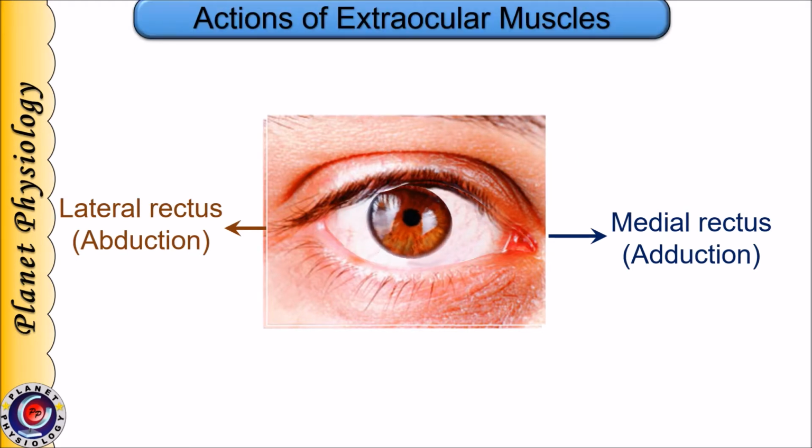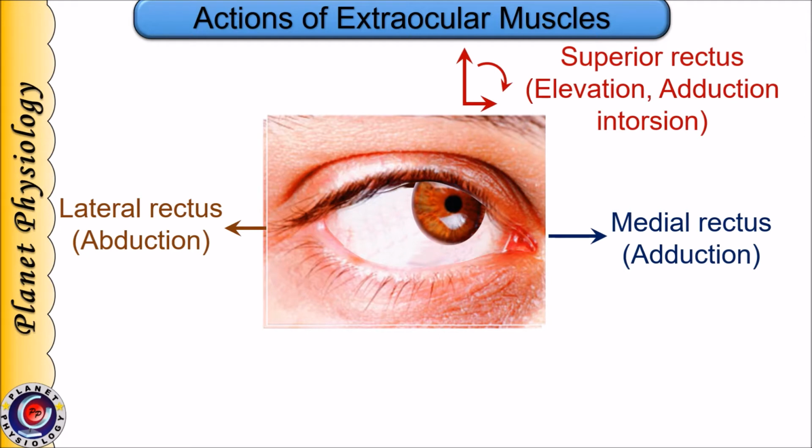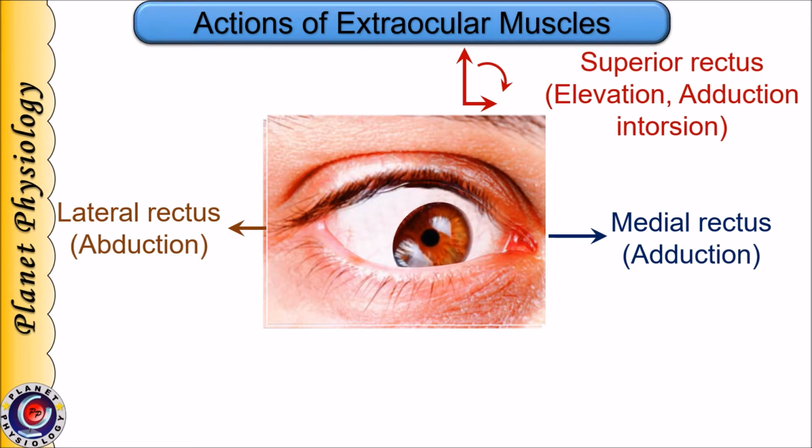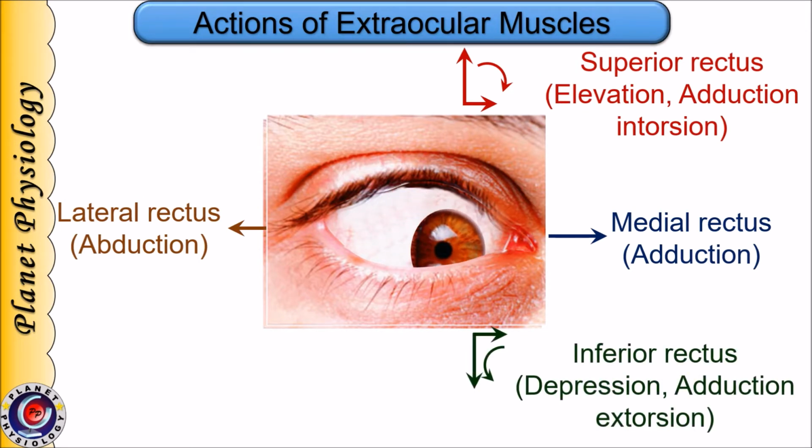Contraction of superior rectus muscle causes elevation, adduction and inward rotation of the eye. So these are the actions of superior rectus muscle. The primary action is elevation, but it also causes adduction as well as intorsion of the eyeball. Inferior rectus muscle causes depression, adduction and extorsion. Primary action of inferior rectus is to cause depression. Along with it, it also causes adduction of the eyeball and extorsion or external rotation of the eyeball.